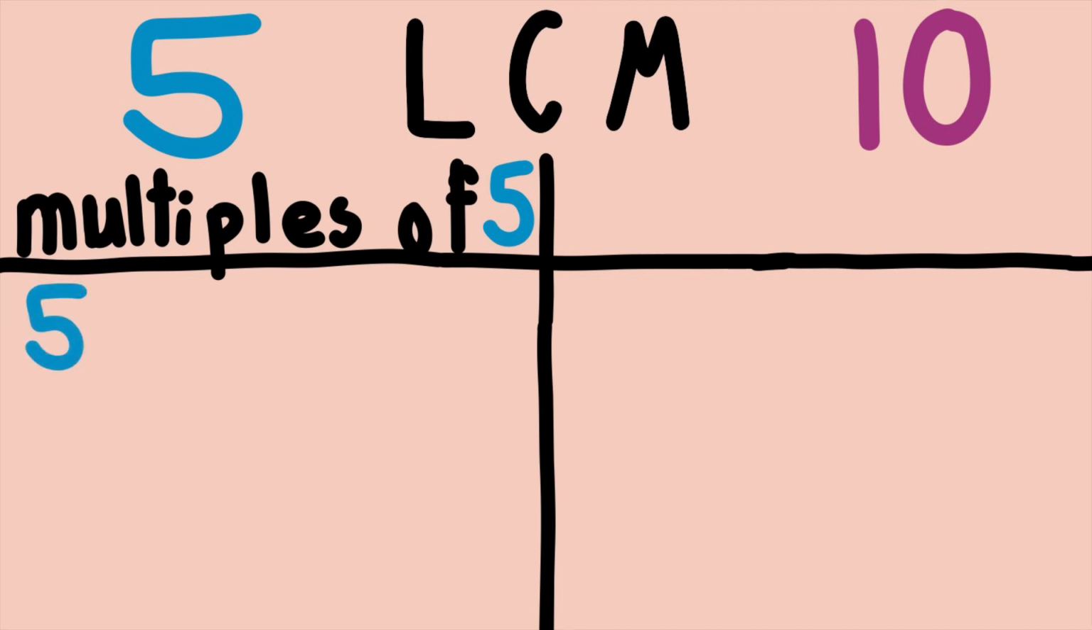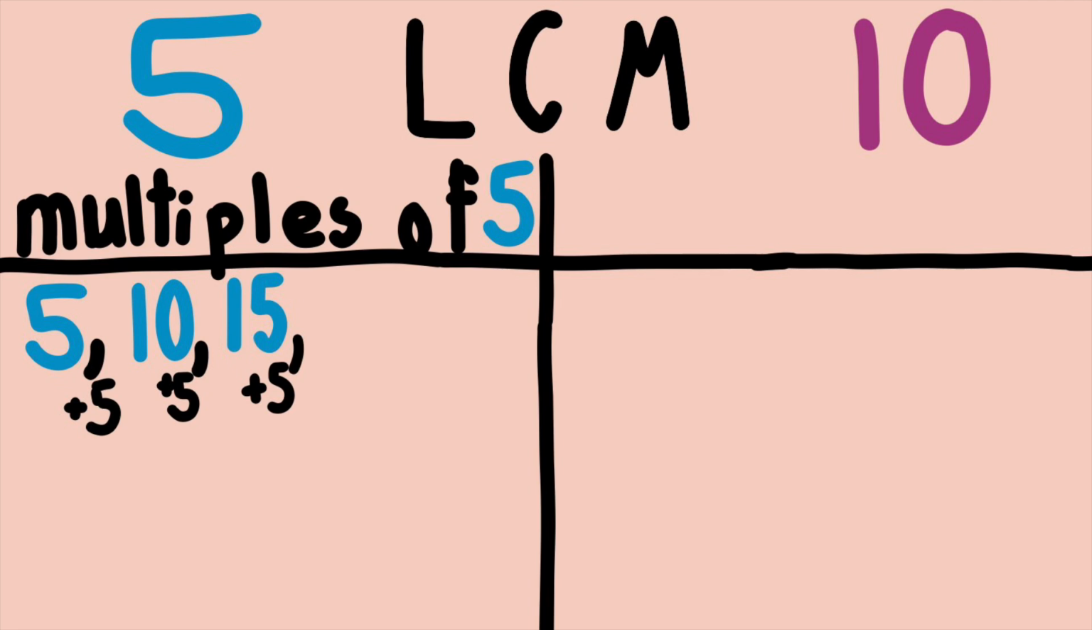Our first multiple of 5 is just 5. To find the second multiple, you will add 5 to that. 5 plus 5 is 10. To find the third multiple of 5, we will just add 5 to 10. 10 plus 5 is 15. And to find the next multiple, you guessed it, we'll add another 5. This gets us 20. So now I'm going to keep going until I get 10 multiples of 5.